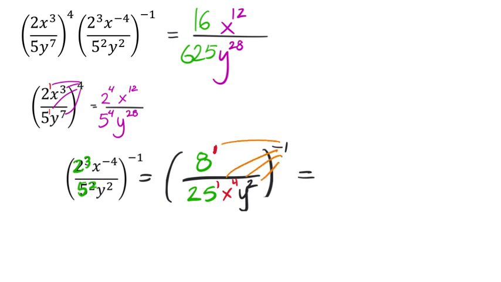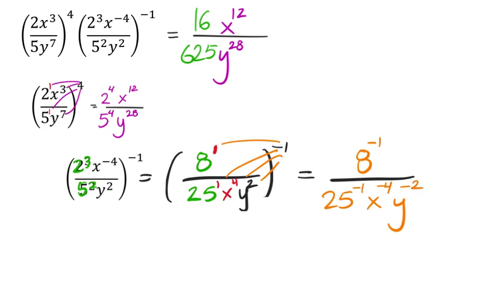Okay, so this will produce a new fraction, and that's going to be 8 to the power of negative 1, because 1 times negative 1 is negative 1. 25 to the power of 1 times negative 1 is negative 1. X to the power of 4 times negative 1 is negative 4. And y to the power of 2 times negative 1 is negative 2.